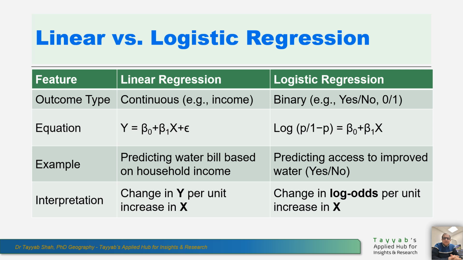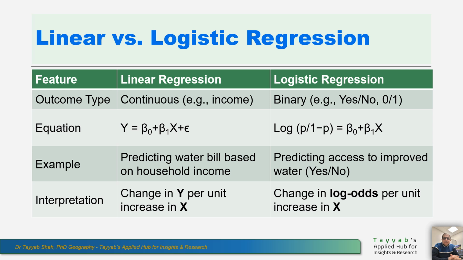In other words, for example, we predict water bill based on household income. This is a linear situation where we can use this regression. And if we try to predict access to improved water, where water is yes or no, that is the example which describes logistic regression.